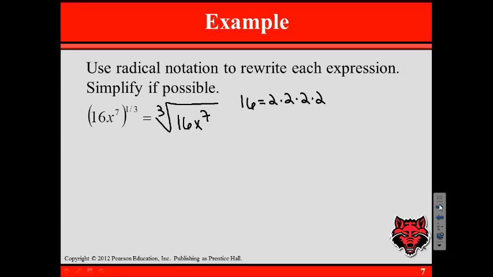We have 4 factors of 2. And our index indicates we need 3 identical factors to form a group. So 3 of our factors form a group, and this is the first time we've seen this so far. We have 1 leftover factor.